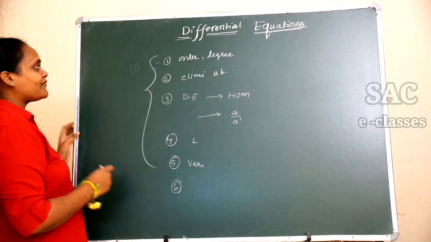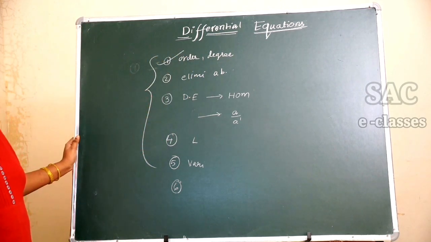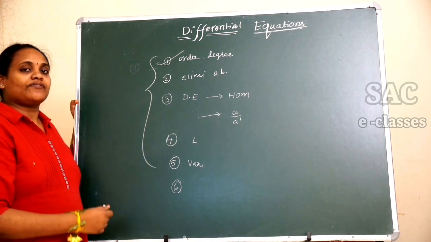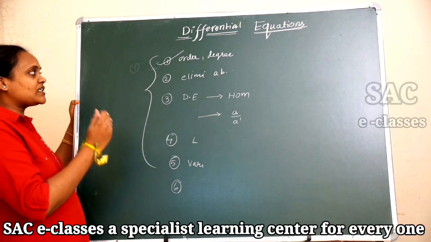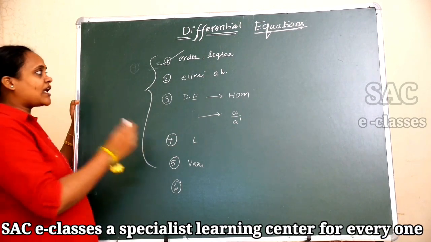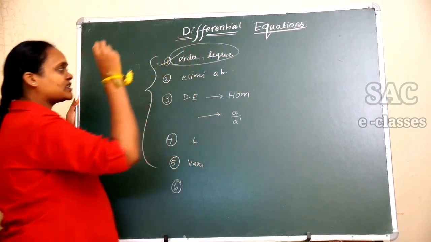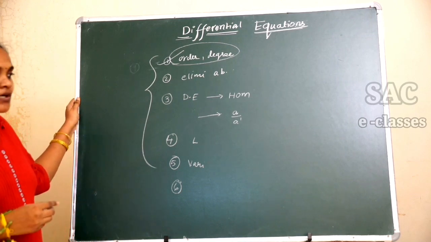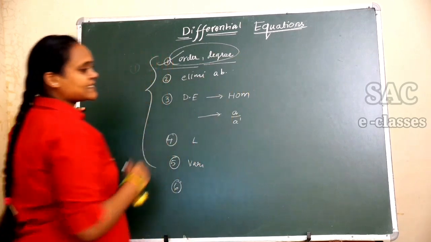Let's start our topic. First of all, we have to focus on what order and degree are. Considering the 10 to 15 previous years' model papers as well as previous year questions, we can understand that order and degree problems in the differential equation are very, very important, and we have to focus on them. First of all, let's discuss in what way we can find out order and degree.